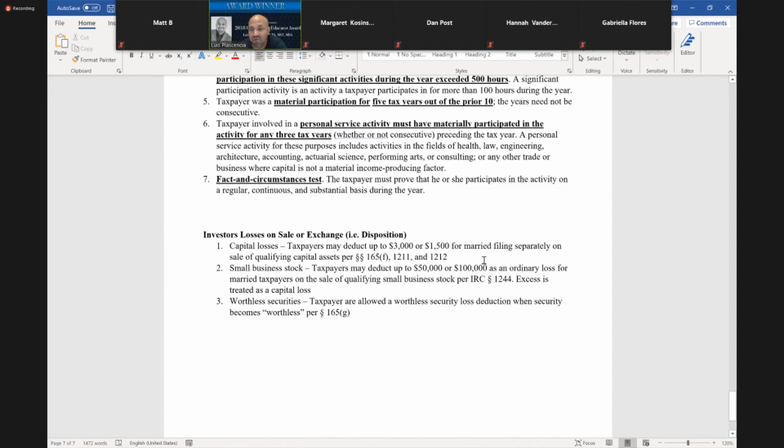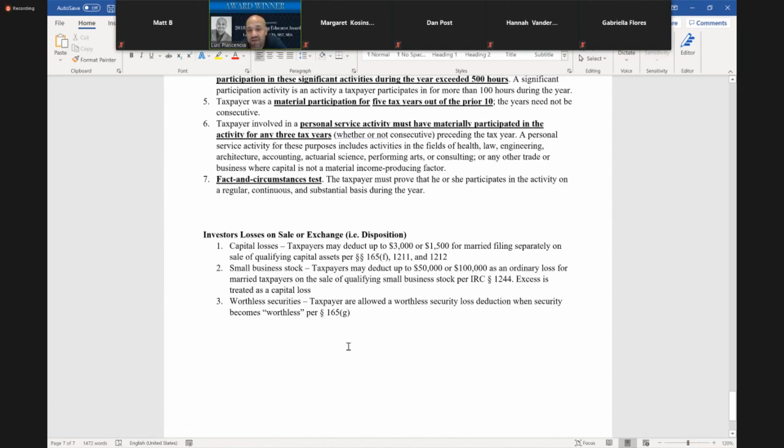But if it's a personal use asset, no, because Section 262 tells you it's not. However, if it's income, then you report it as income. That kind of makes sense. Small business stock, we talked a little bit about that as well. If it's small business stock, the first $50,000 or $100,000 is considered ordinary, and then the rest of it is the capital loss. We talked about that a couple of weeks ago.